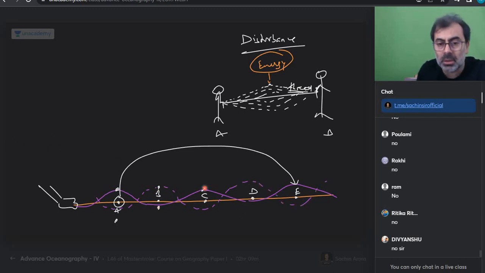B will go up. B will come down. C will go up. C will come down. D will go up. So what is happening to this? These are just oscillating up and down. But what is happening to the wave? The wave is going like that in the wave motion. Do we agree? I don't know why people said A will reach E.